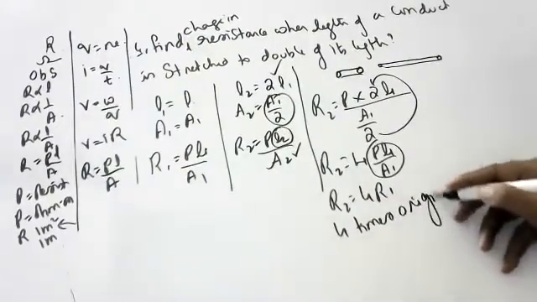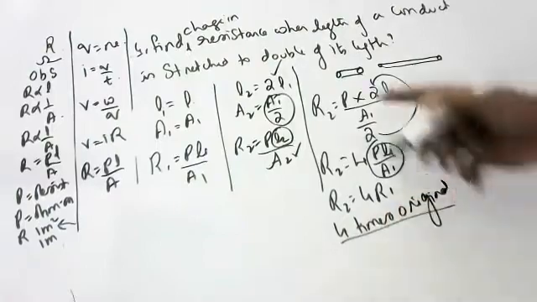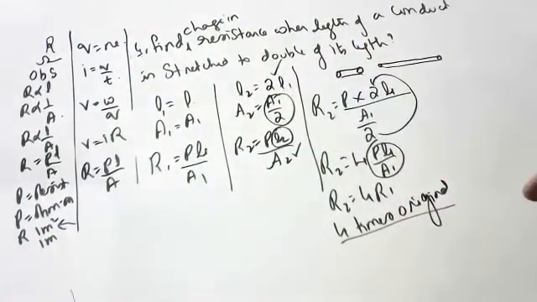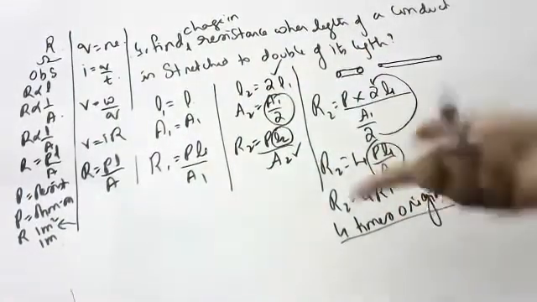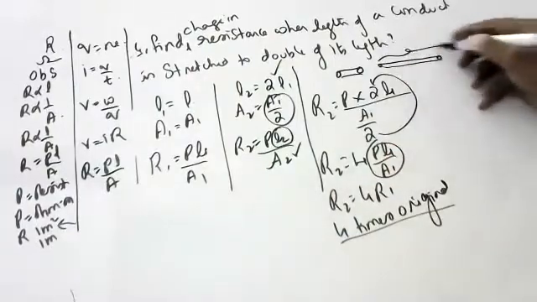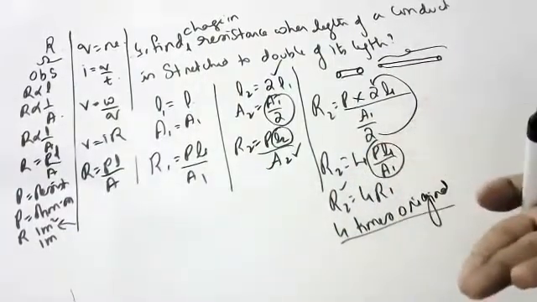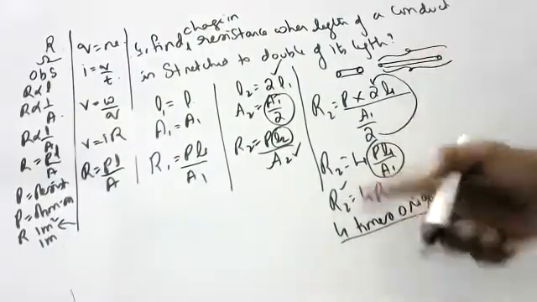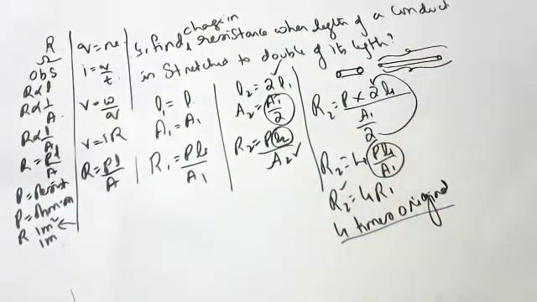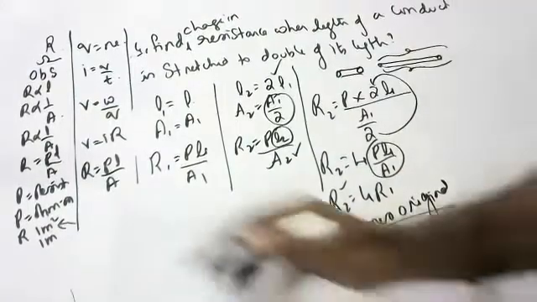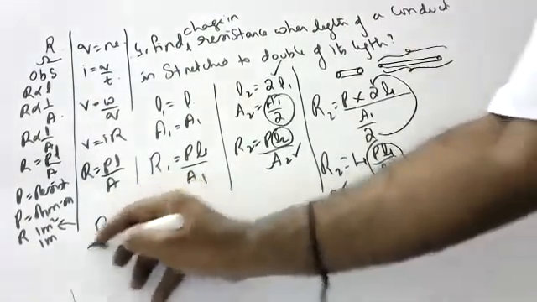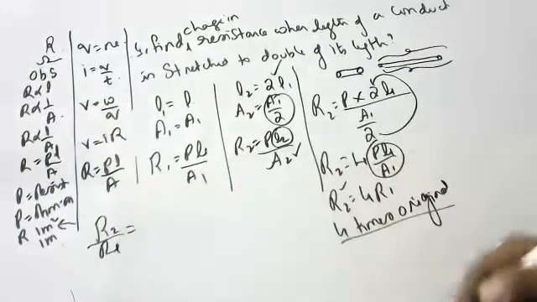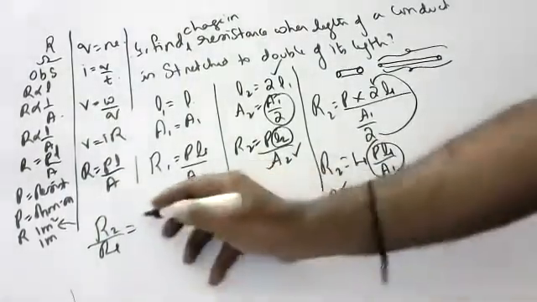It is becoming 4 times the original. If you stretch the length, resistance is increasing by 4 times. I told you, children, if you increase the length, compulsorily the resistance will increase. How much is it increasing? 4 times. So, children, R2 by R1 is 4 by 1.